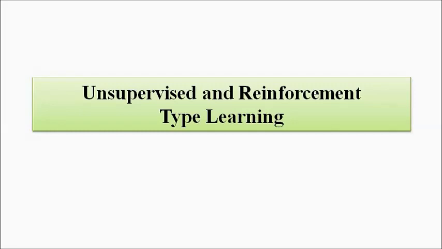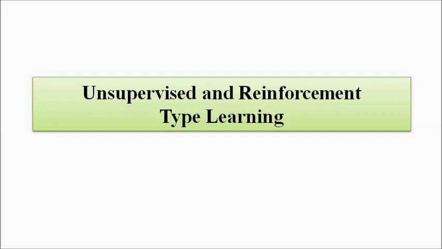So in the previous video we discussed the concept of learning in neural networks, the different ways in which the learning process is implemented and the different types of learning processes that are used in neural networks, and we also discussed the supervised learning process. So in this video we are going to discuss the other two learning processes, which are the unsupervised and reinforcement type learning, which are implemented in neural networks.